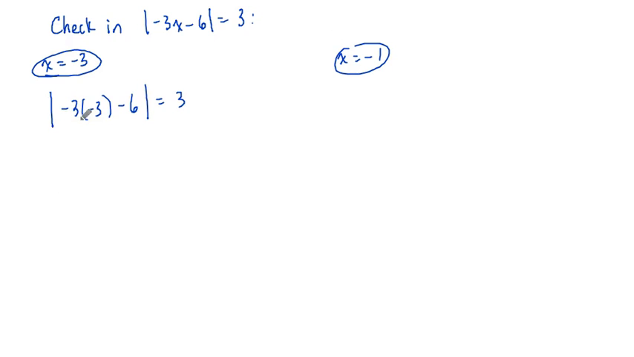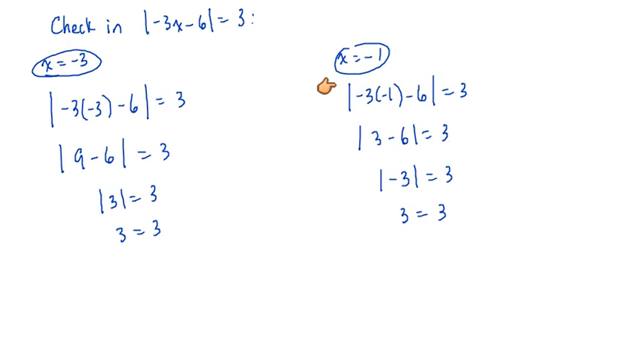So in the case of x equals negative 3, I substitute the negative 3 in. I get 9 minus 6 inside those absolute value signs. Absolute value of 3 is indeed equal to 3. Likewise, when I check the negative 1, I get balance.